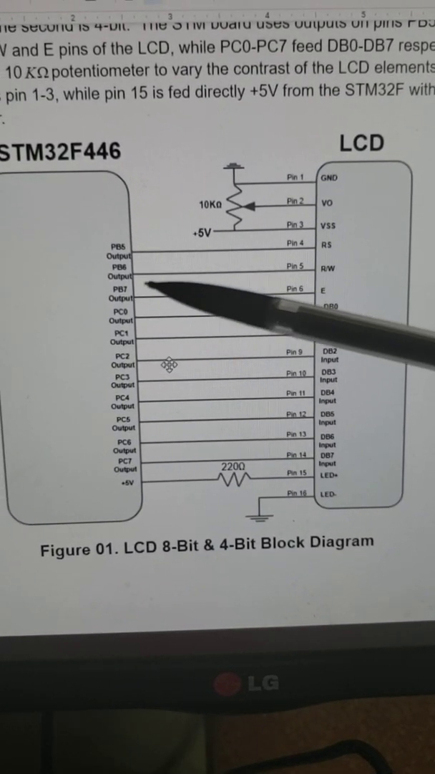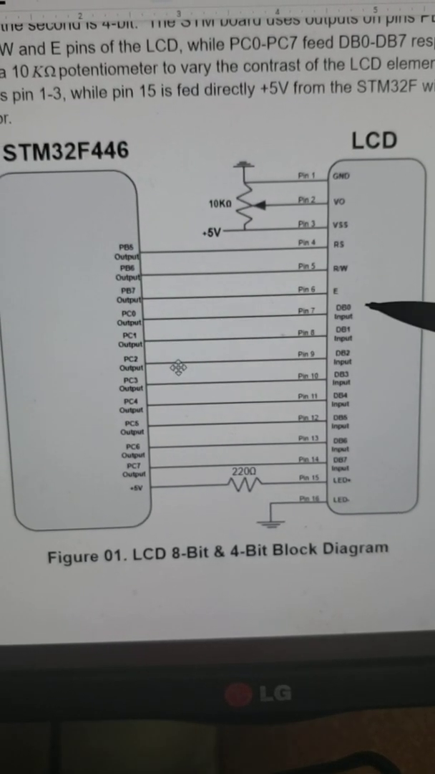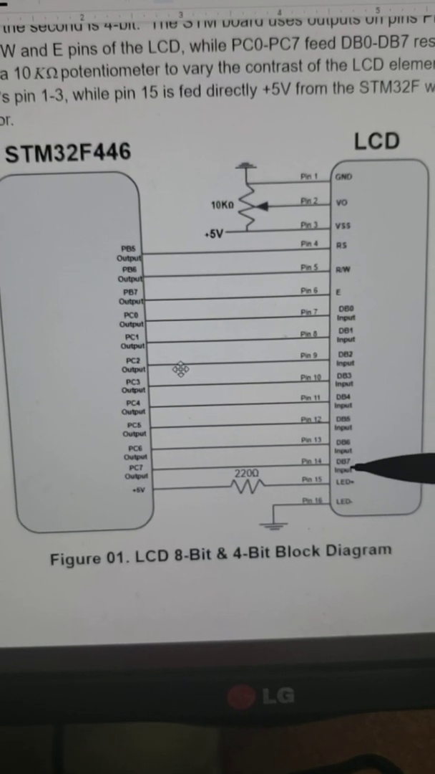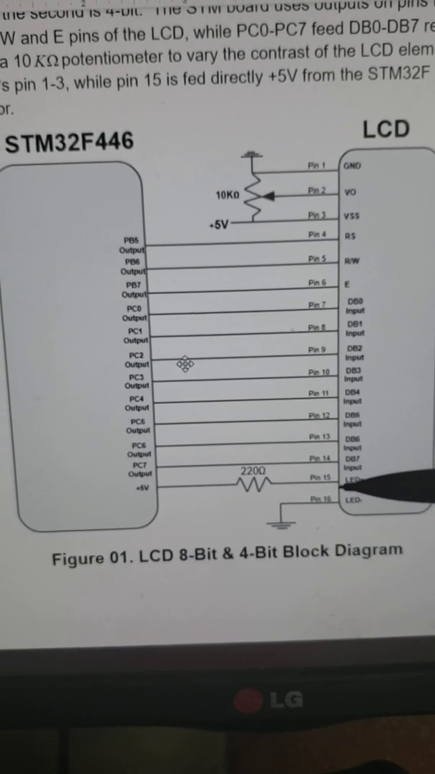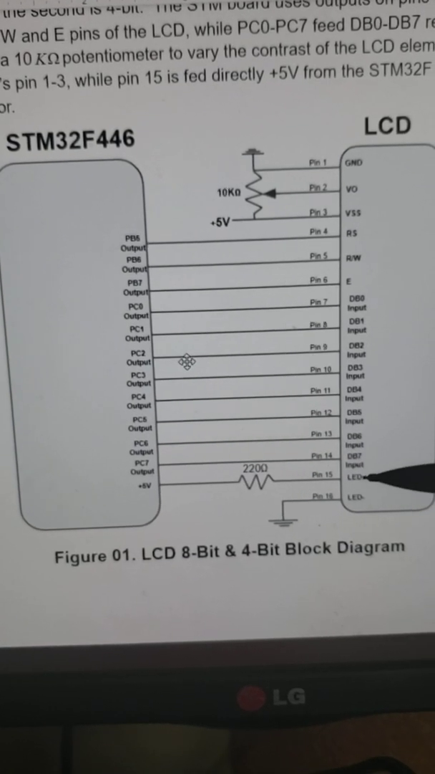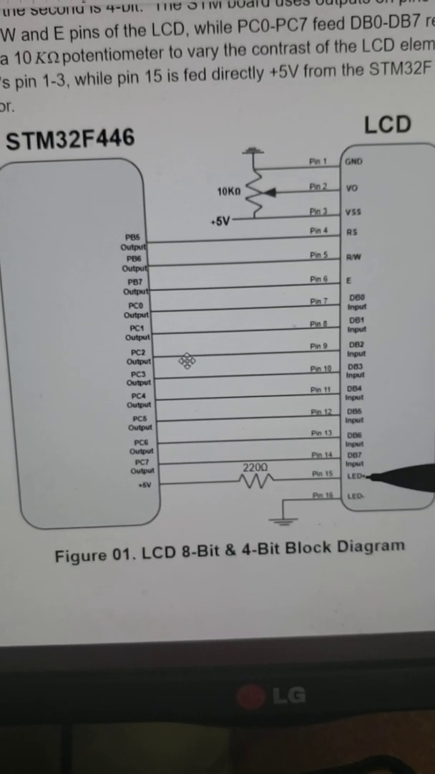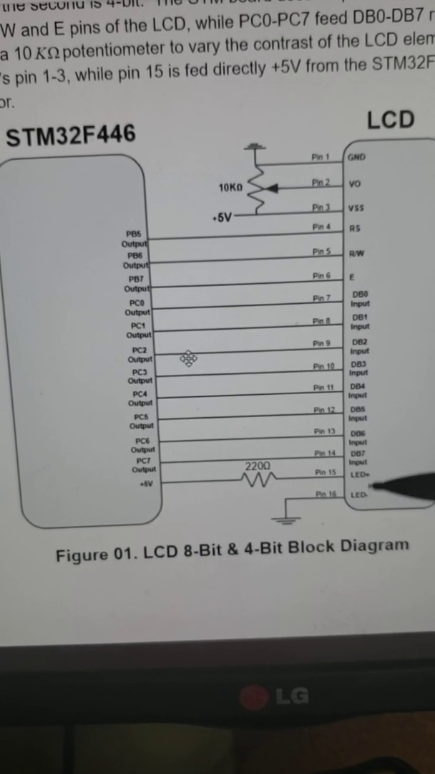For this, we have corresponding outputs. They're going to be the main outputs of PC0 corresponding to DB0 through DB7. Additionally, we have pin 15, which is hooked up to 5 volts through a 220 ohm resistor, which is going to be LED plus. Then LED minus is going to be pin 16, which goes straight to ground.